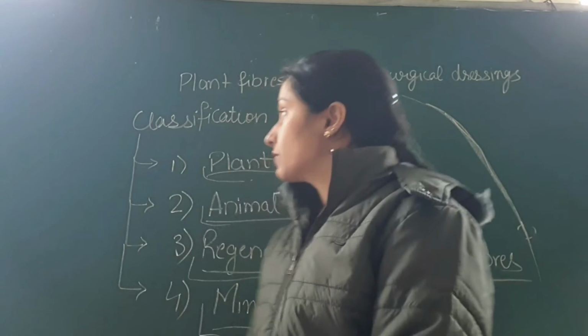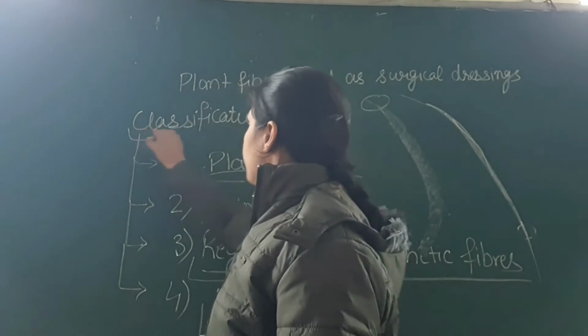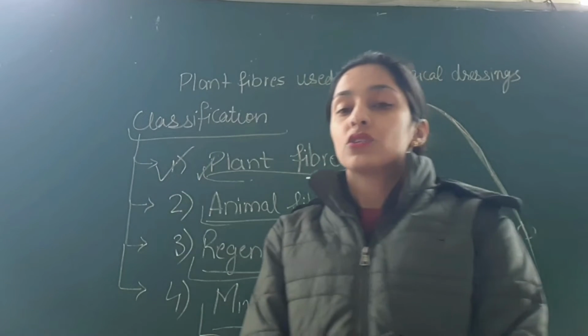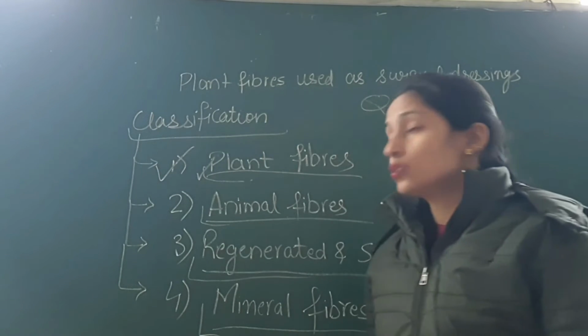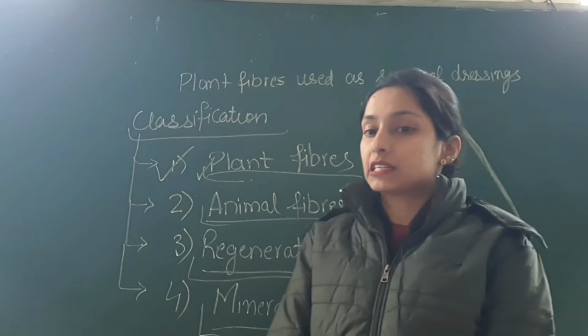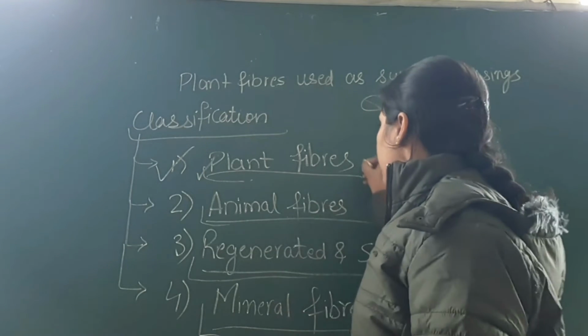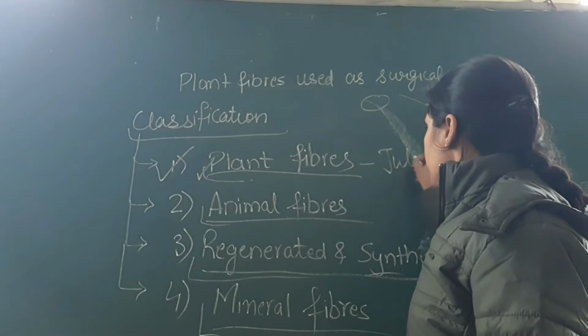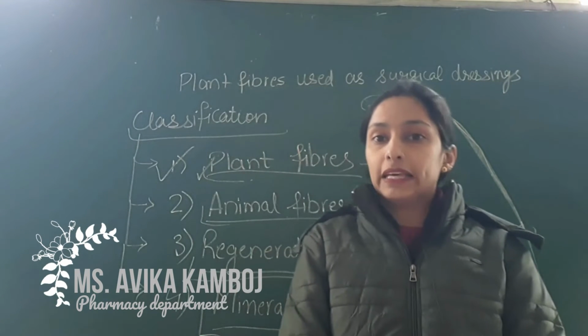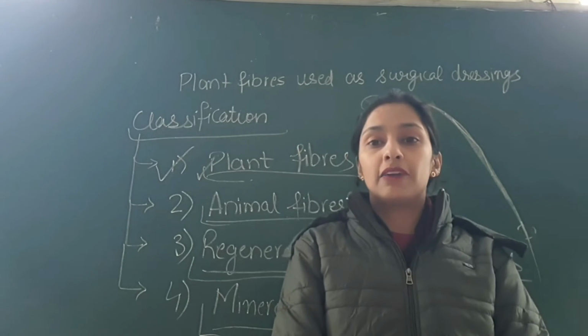So how do we classify our fibers? First one is plant fibers. Plant fibers are those which can be obtained from plants, any part of a plant like the leaf. Examples of plant fibers are jute, cotton, banana, flax, etc.